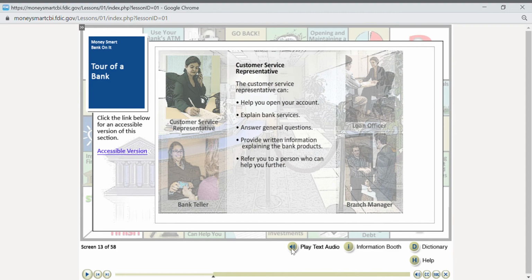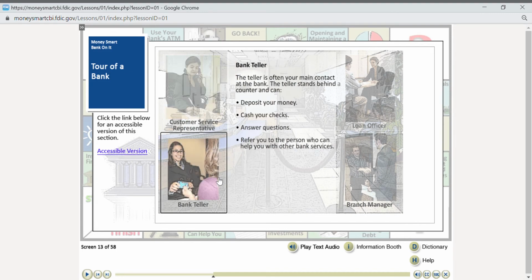Tour of a bank. Customer service representative. The customer service representative can help you open your account, explain bank services, answer general questions, provide written information explaining the bank products, refer you to a person who can help you further. Bank teller. The teller is often your main contact at the bank.